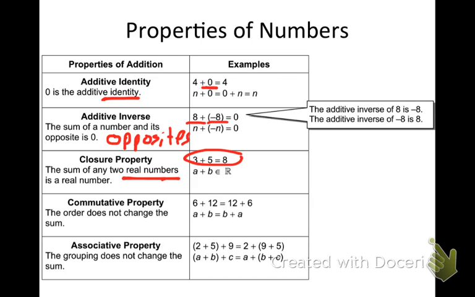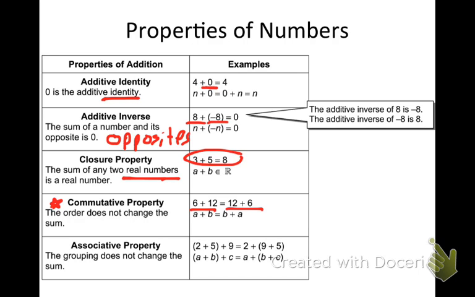Commutative property. Very common. You see this one a lot. Commutative property. The order does not change the sum. 6 plus 12 equals 12 plus 6. I can flip around the way that I add, and it'll get me the same thing. 1 plus 2 is the same thing as 2 plus 1. That is the commutative property. That one was actually listed over here on the board if you look at it. Okay? There's commutative property.